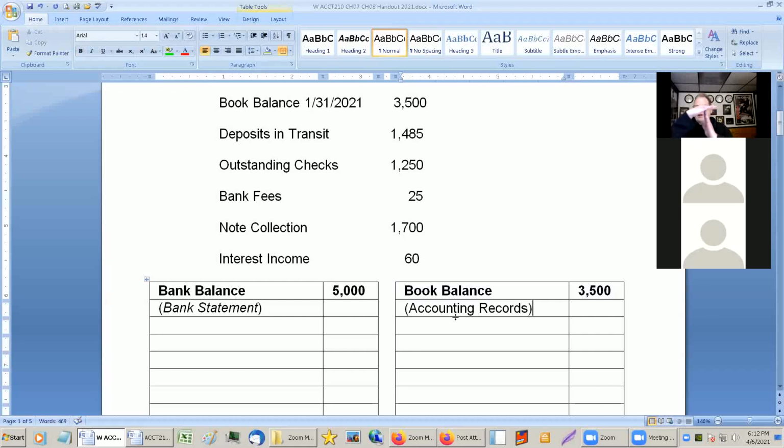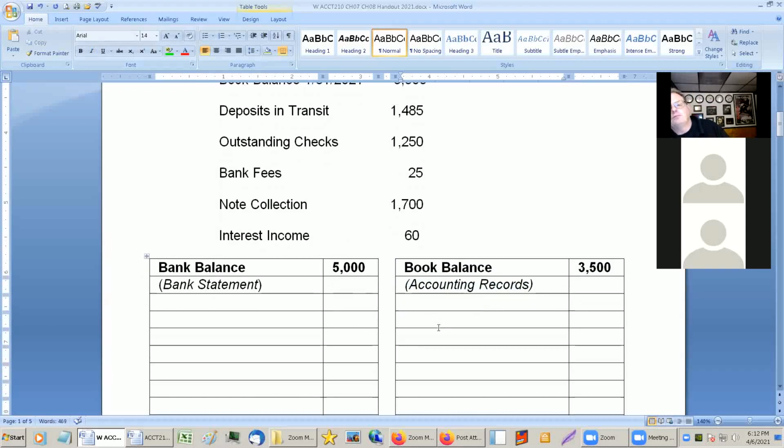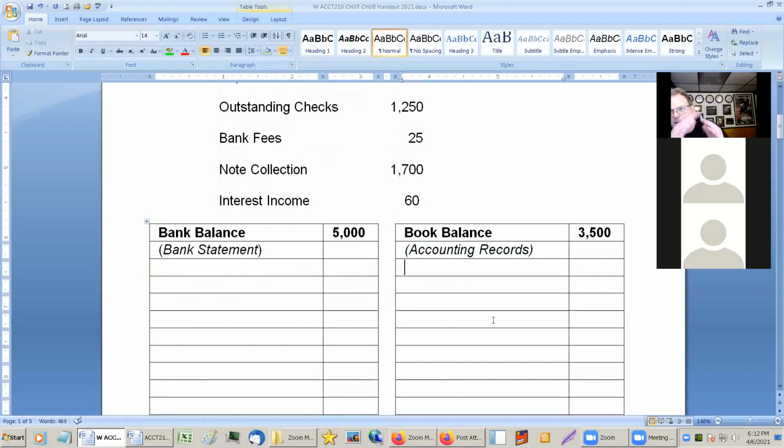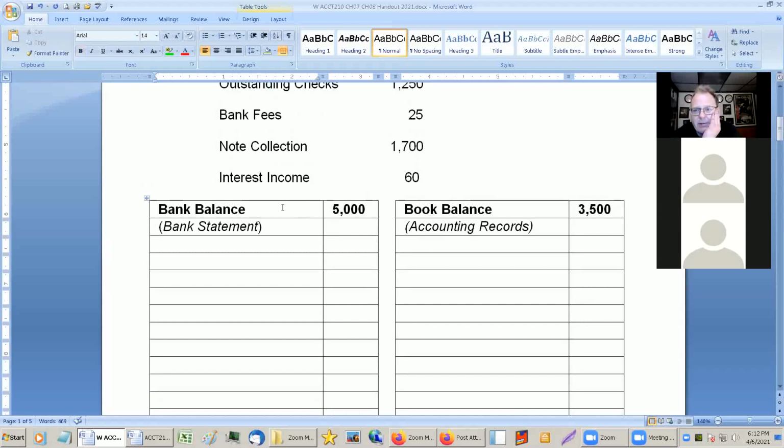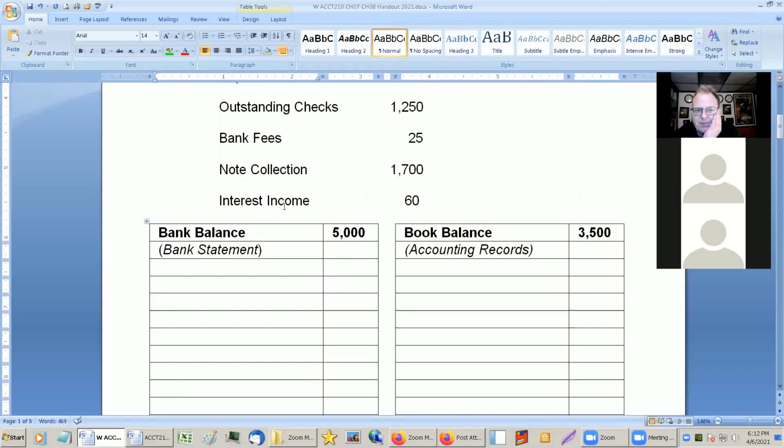Remember way back when we did the T accounts? The T accounts, how much cash we had? That's what we're talking about here. The accounting record, basically the general ledger T accounts, whatever we have for cash there. So 3,500 would come off that, and then the bank balance would just come off whatever the bank statement is, the end of the month bank statement.